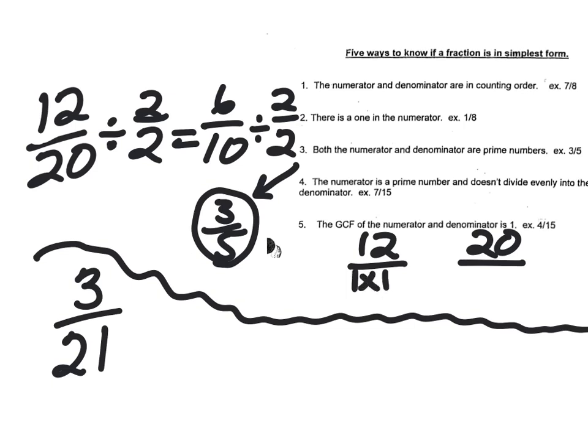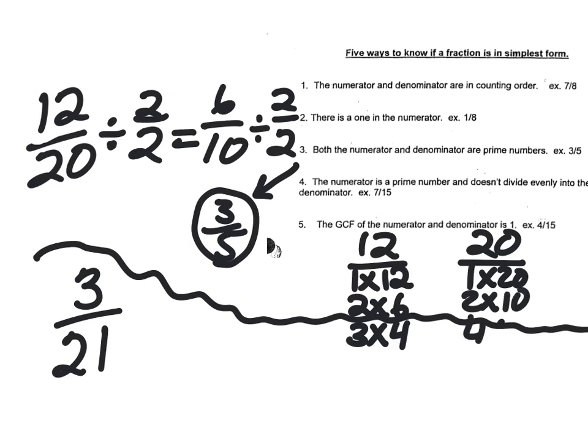So I know it's going to be 1 times 12. I know it's also going to be 2 times 6. I know it's also going to be 3 times 4. That's going to give me all the ones for 12. I'm going to have 1 times 20. I'm going to have 2 times 10. I'm going to have 4 times 5, and that's going to give me all the ones for 20.